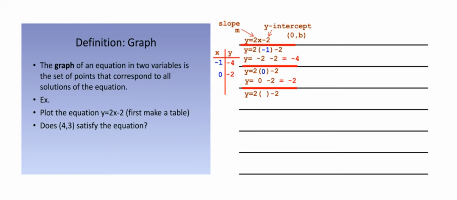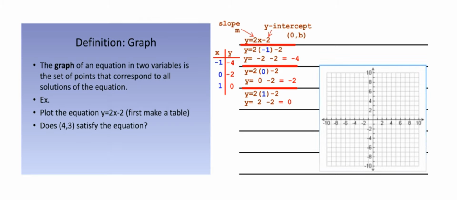Let's try the next one then. y equals 2 times, what could we select in this case? Hey, you may have guessed: 1. Make it easy, right? 2 times 1 is 2. 2 minus 2 is 0. Hey, that came out fairly easy, right? So there it is. We now have a table that we can graph.